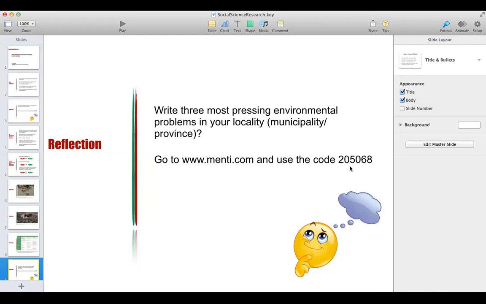So again, go to www.menti.com and you have to use the code 205068. And again, the question, write the 3 most pressing environmental problems in your locality or municipality. Okay, let's see. Tingnan natin.